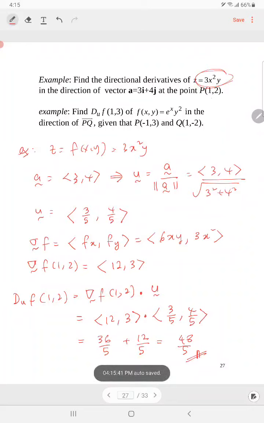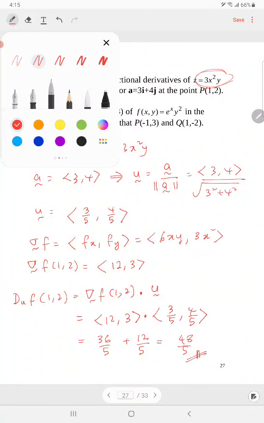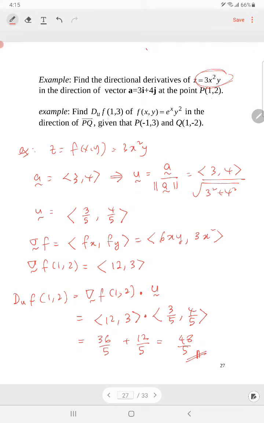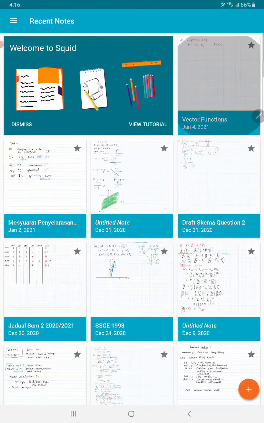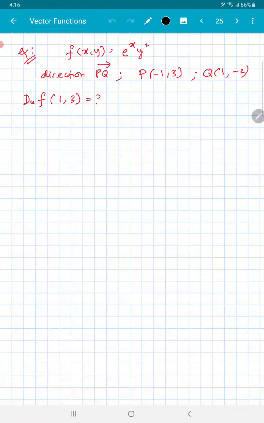Okay, one more example. Let's look at the second one here. We are asked to find the directional derivative of f at point (1, 3), where f is this, and in the direction of PQ, where P is point (-1, 3) and Q is point (1, -2). Okay, I need more room. Okay, so second example. All right, so we have function f.